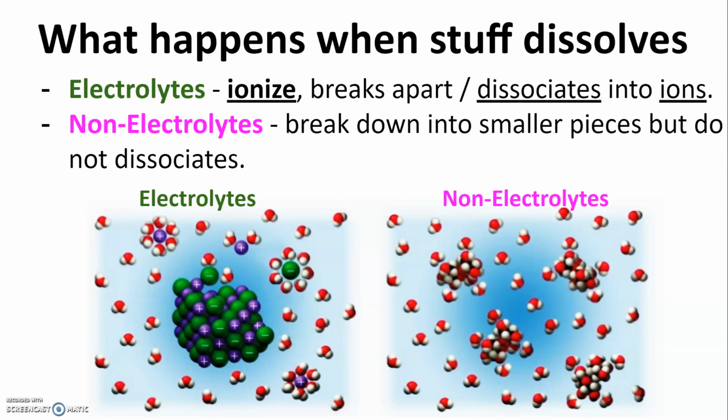Electrolytes, things like ionic compounds, they'll break apart or dissociate into ions. Ions are anything with a charge. We call that process of breaking apart into ions ionize. So they will ionize.